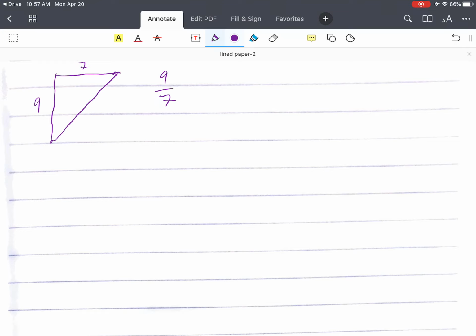But what if you wanted to find the distance between this point and this point? What we're actually looking for is this distance right here. We're not looking for the slope. We're looking for the distance. You can use the Pythagorean theorem to find that distance. Okay? Let's make that into a right triangle.